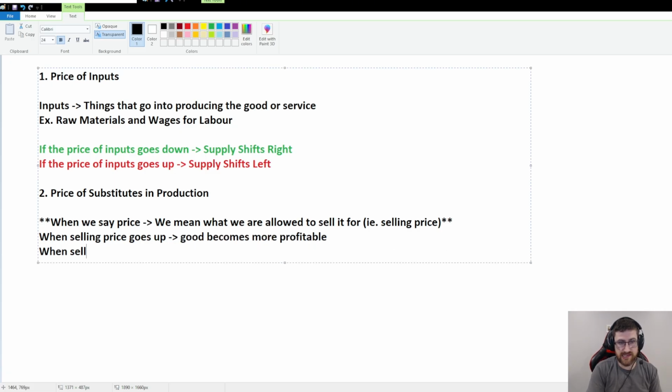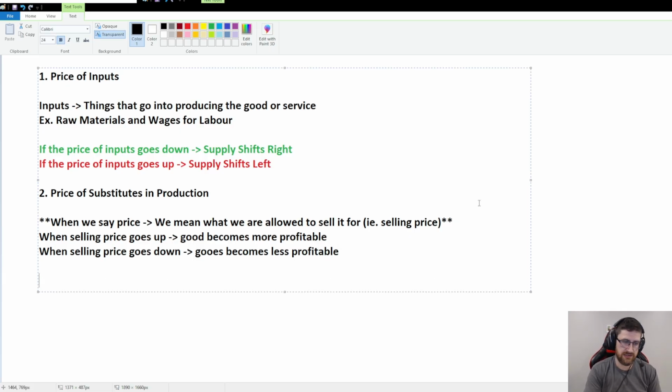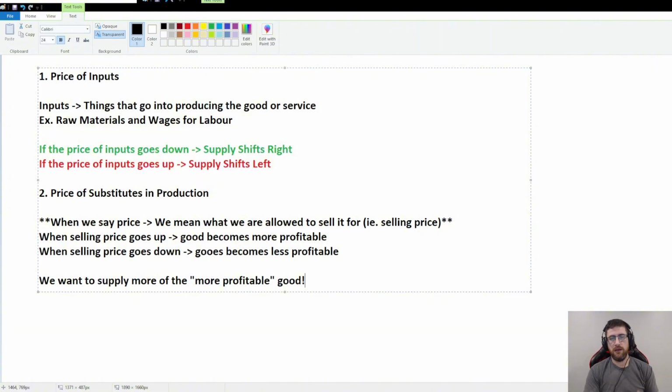And likewise, when selling price goes down, the good becomes less profitable. And our goal, I think it's obvious, is we want to supply more of the more profitable good. All right. So with these questions, we basically have to read them carefully and make sure that we are putting our effort and our resources into the thing that is more beneficial for us.